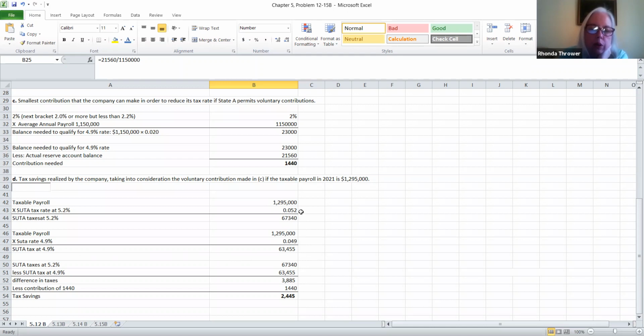So if you had a rate that you were paying at 5.2% versus 4.9%, this is the amount of taxes at 5.2%. This is the amount of taxes at 4.9%. The difference is $3,885. But because you had to contribute $1,440 to get the lower tax rate, the net amount of your tax savings is $2,440.